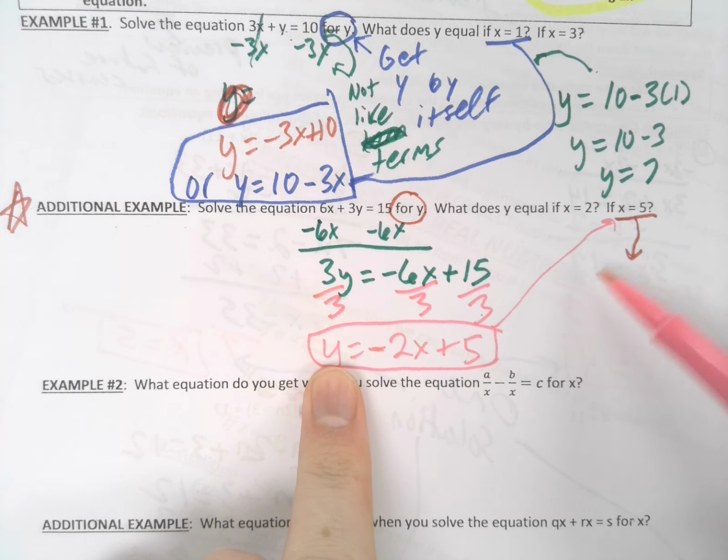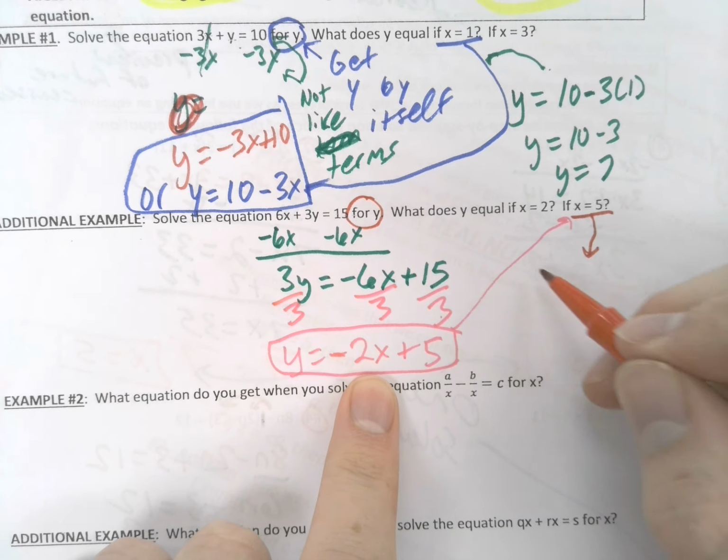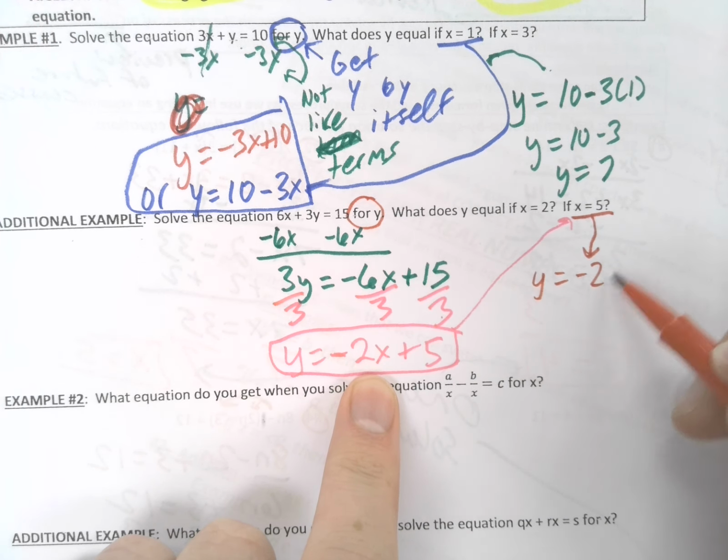And if you really wanted to know, hey, what would y actually be if we knew what x was, if x was 5? You can work this out here. y equals negative 2 times 5 plus 5. So y equals negative 10 plus 5. y equals negative 5.